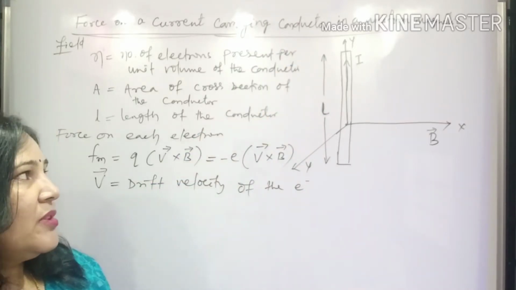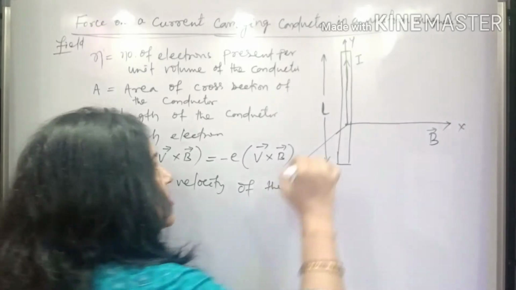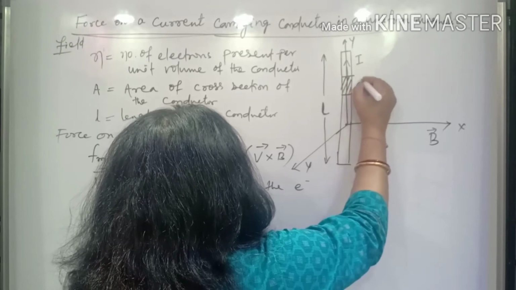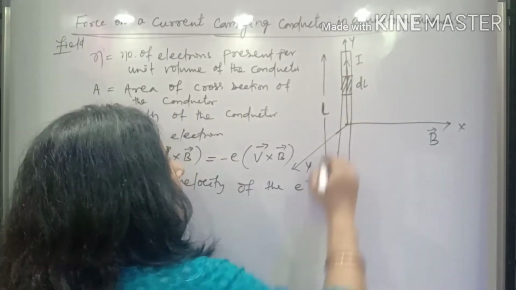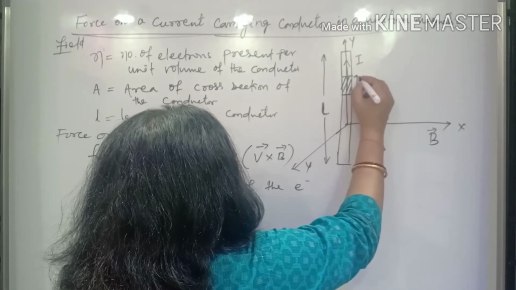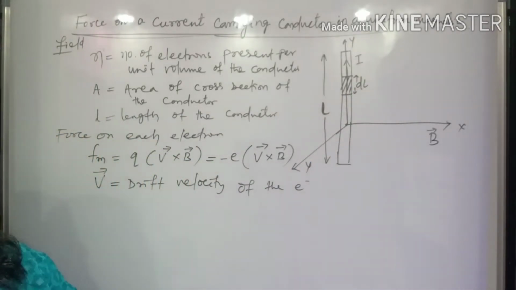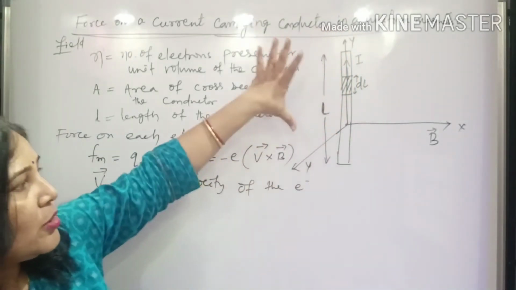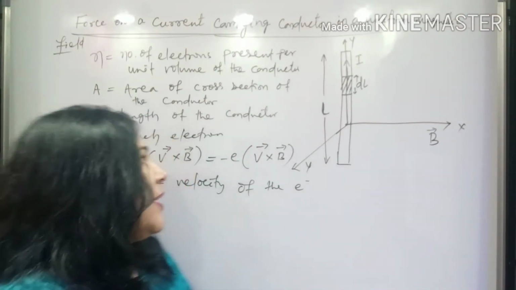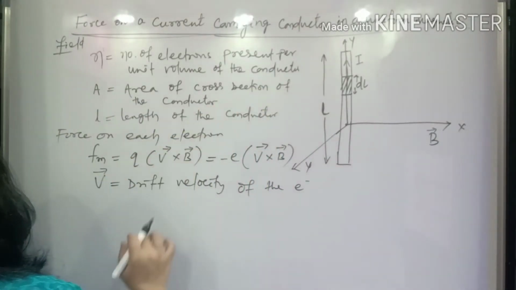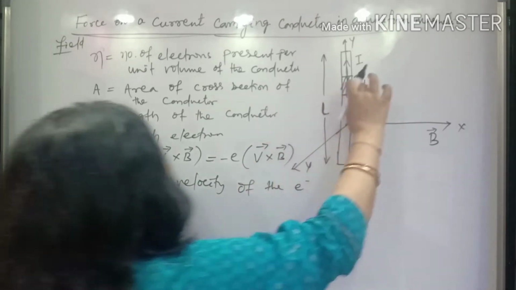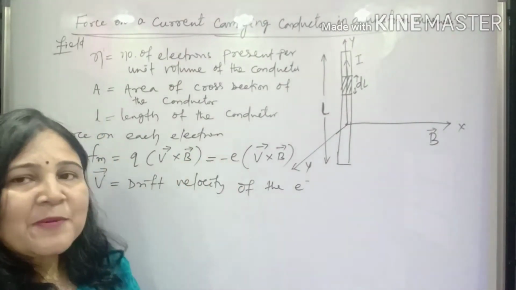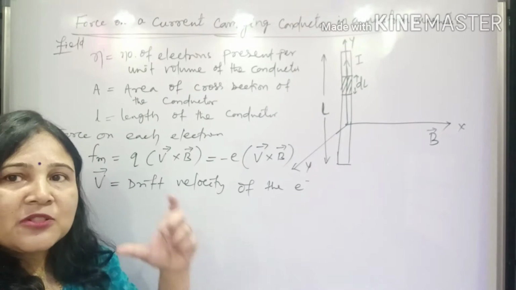For that, we first have to take a current element. So we'll choose a small current element, let's suppose this is the small current element, whose length equals dl. First we find the total force experienced by this dl, and then we will find the total force experienced by the whole length of the conductor. To find that, first find the total number of electrons in this small section, because we know one electron experiences this much force. Now let's find how many electrons are present in that small section.